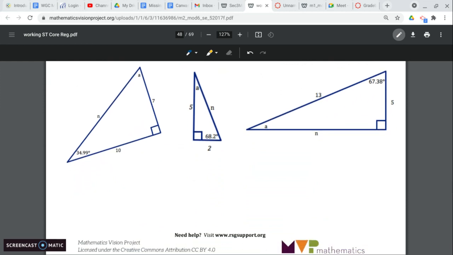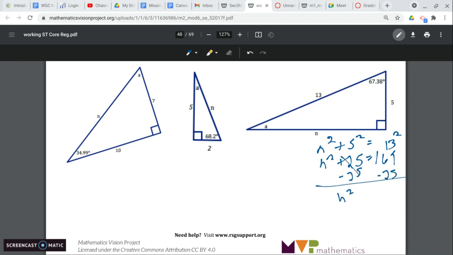Now, we're also going to do number 6, just so you have a few more here to look at. So Pythagorean theorem to find n squared plus 5 squared equals 13 squared. So n squared plus 25 equals 169. We subtract the 25. N squared equals 144. Take the square root. N equals 12. So our side length is 12.